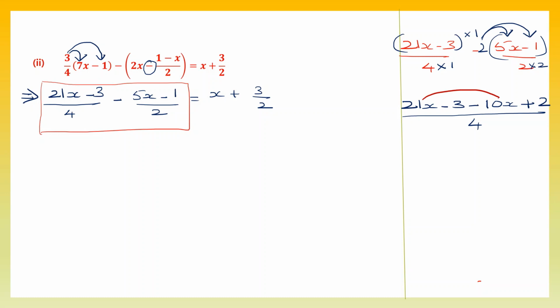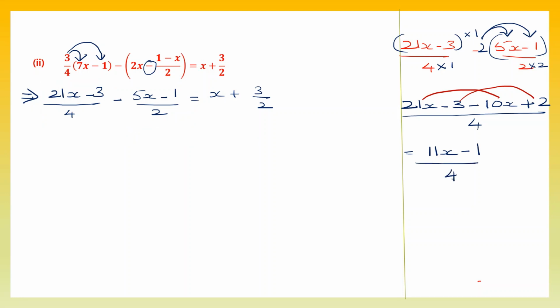We have 21x minus 10x. 21 minus 10 is 11. 11x. And now let's take the numbers minus 3 plus 2. So signs are different. So we'll put the sign of the bigger number and subtract. 3 minus 2 is 1. So 11x minus 1 by 4.